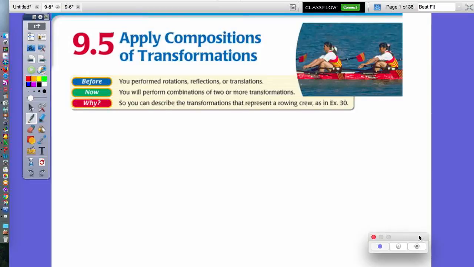and 9.6 to just hit on the highlights of what you need and make sure you get all of the information that you need. So in this lesson, we're applying compositions of transformations.